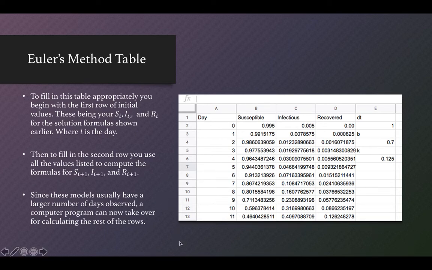I did a 30-day model. I didn't show the whole thing here because it was very long. You wouldn't be able to fit it on one screen. But in the next slide, I'm going to show a graph of that 30-day model.